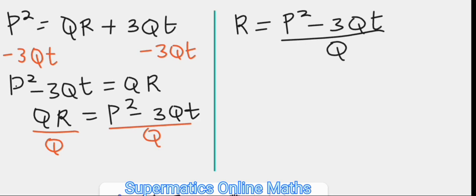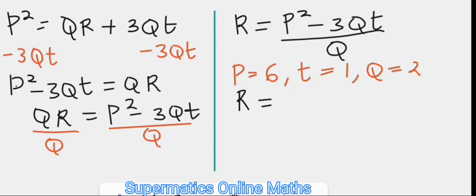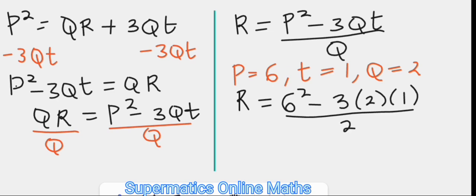r is now the subject of the formula. But then we are given that p is 6 when t is 1 and q is 2. We're going to substitute these values into the transposed equation in order to get the corresponding value of r, where r is going to be the square of 6 minus the product of 3, q which is 2, and t which is 1, divided by q, and that's 2.